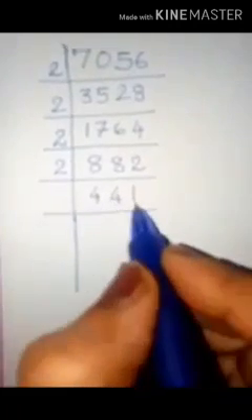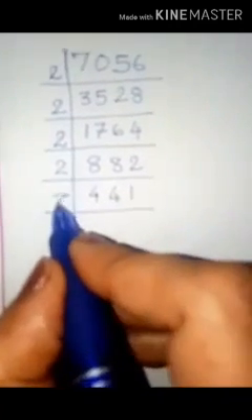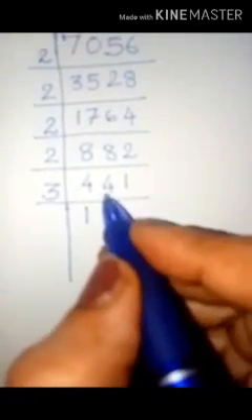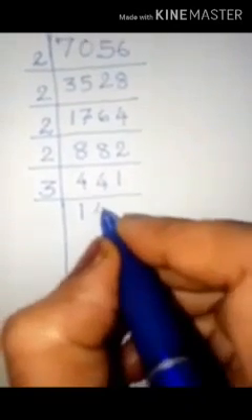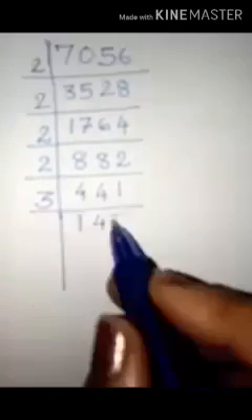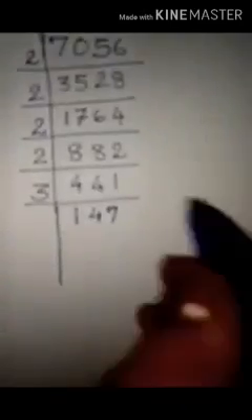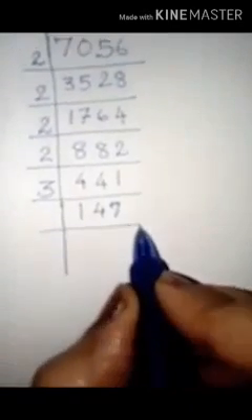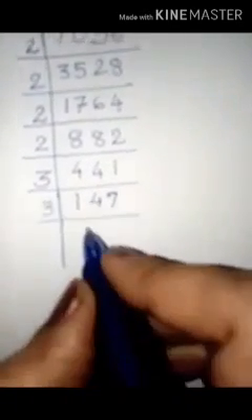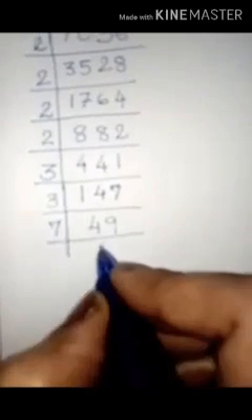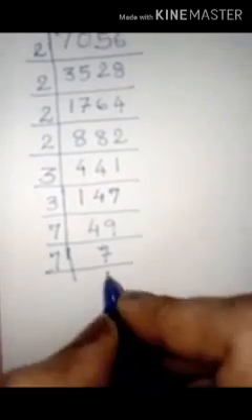So this number is divisible by 3, if you remember the divisibility test. So we'll divide by 3. 3 1s are 3. 1 and 4, 14. So 3 4s are 12. And 2 left. 3 7s are 21. Okay. 147 is again divisible by 3. 3 4s are 12. 2 left and 3 9s are 27. Now 49 is the square of 7. So 7 sevens are 49 and 7 ones are 7.